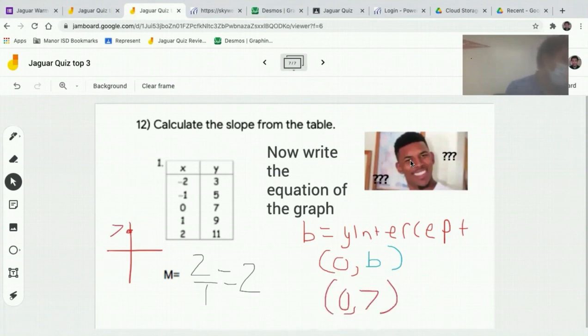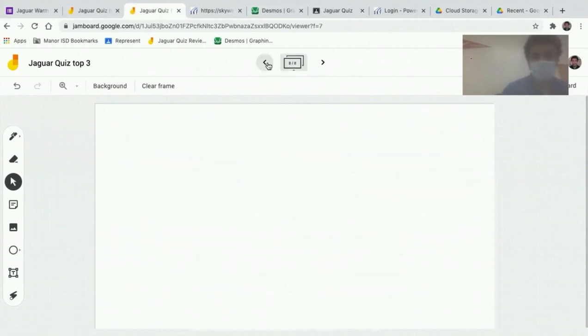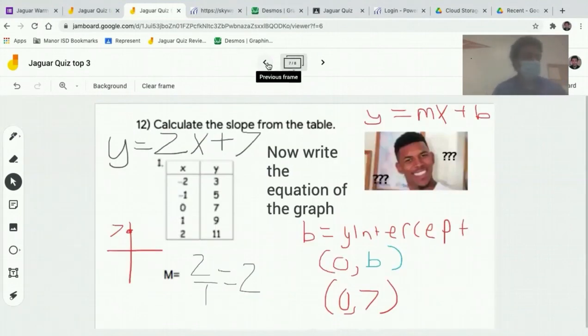So then our equation is going to be y equals mx plus b. So write on your page, y equals mx plus b. We know what the m is. That's our slope. It's 2, and our b is 7. So our final answer is y equals 2x plus 7. That'll be our answer. So henceforth, you guys should be the masters of linear equations.